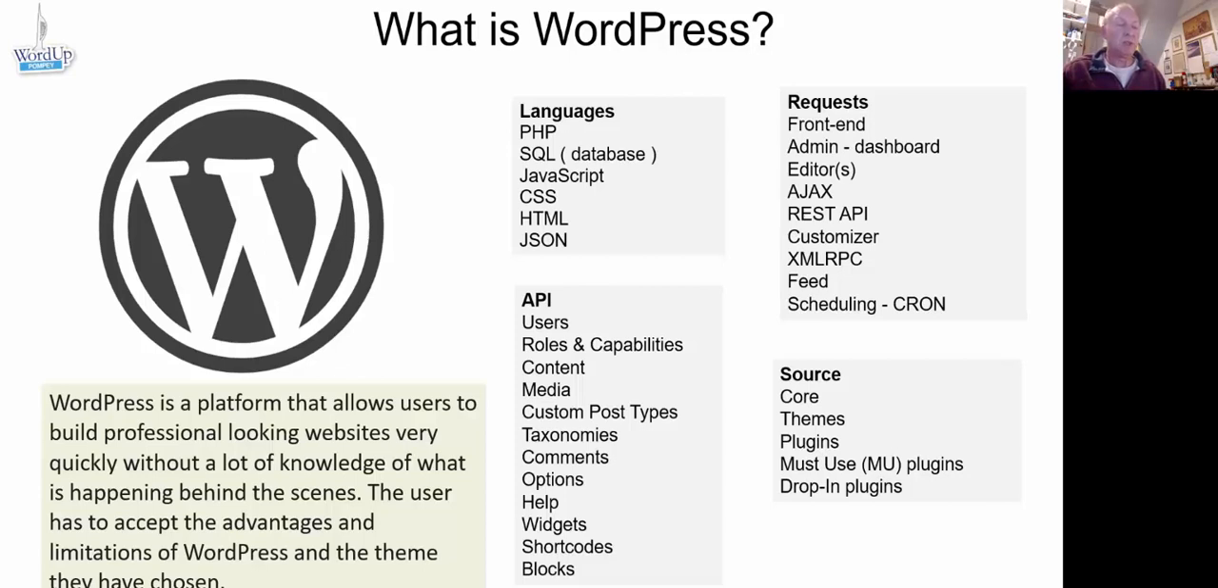So the WordPress source code is known as the core, and WordPress actually delivers a number of bundled themes like 2021 and also some bundled plugins, Akismet and Hello Dolly. And there are also other plugins which are known as must-use plugins, MU plugins, and drop-in plugins you may have seen. Now, we're not going to necessarily talk about must-use plugins and drop-in plugins, but we are going to talk about a plugin.